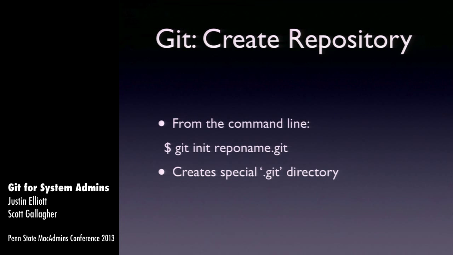So the first thing is you create a repository. From the command line, you would create a directory, and then you would type git init repo name.git. You don't have to name it with .git, but that's the recommended style. It can be named whatever you want, but the name of the directory is repo name.git, and then you would initialize that.